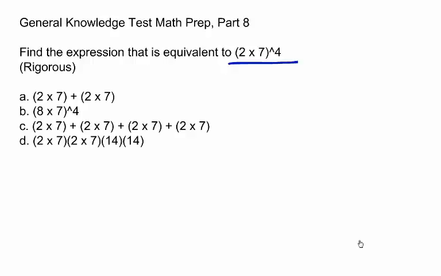Now that's a little bit awkward to think about, but since we know that we're working within parentheses first, we can simplify 2 times 7 so that really what we have is 14 to the 4th power, which is a lot easier to think about. And that's the same as saying 14 times 14 times 14 times 14.